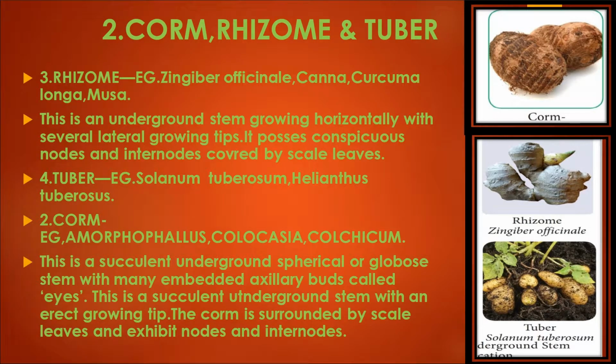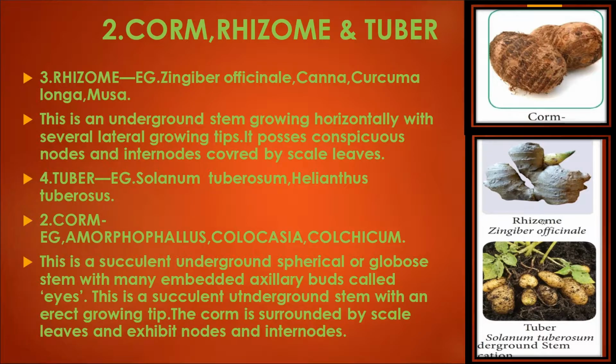Second one is called corm. So corm, example Amorphophallus, Colocasia and Colchicum. So here the underground stem will be succulent, spherical or globose in shape. On them there are many embedded axillary buds which are called eyes. These succulent underground stems will have an erect stem growing from them. And this corm is surrounded by many scale leaves and they exhibit nodes and internodes on them. Example, Colocasia corm. This is a picture of corm.